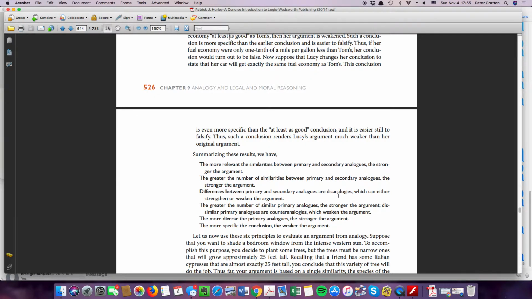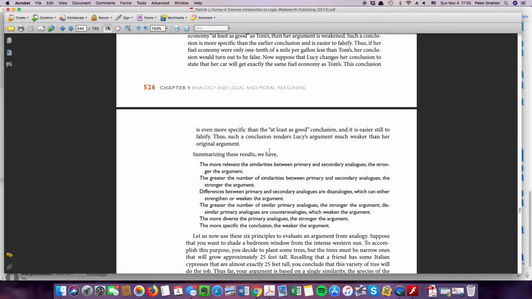Well, she's a very laid back driver. She doesn't do jackrabbit starts, as we're now learning the term. She doesn't drive like Tom, but Tom does. He races all over the place, and that tends to decrease gas mileage. So that difference actually strengthens her argument. If Tom can get that kind of gas mileage and he drives like that, imagine what kind of gas mileage she can get.